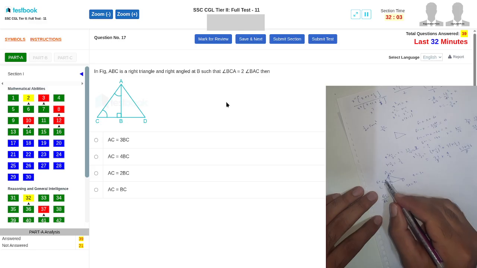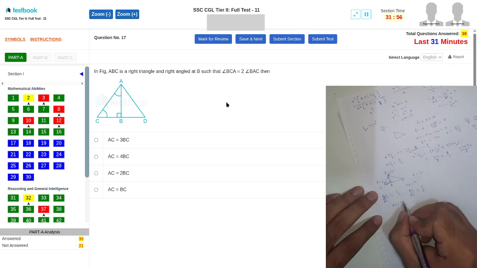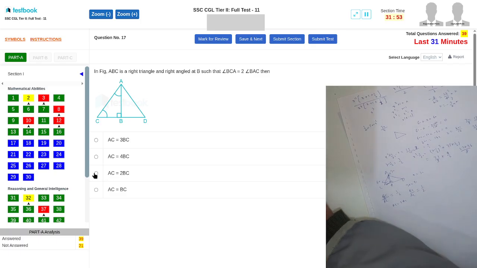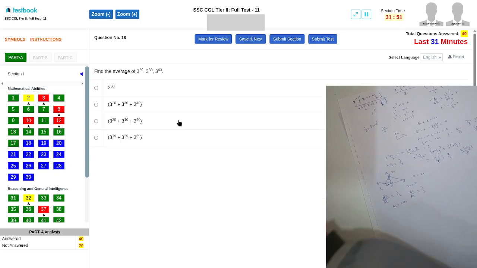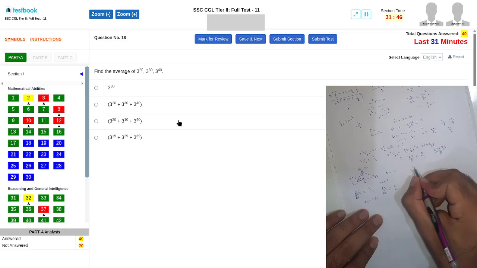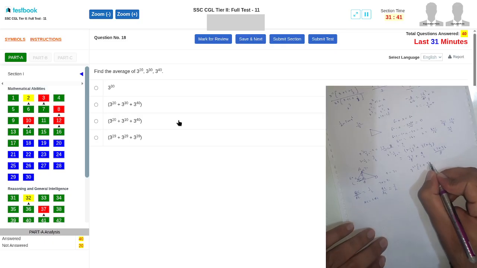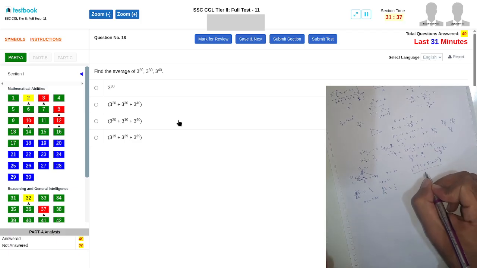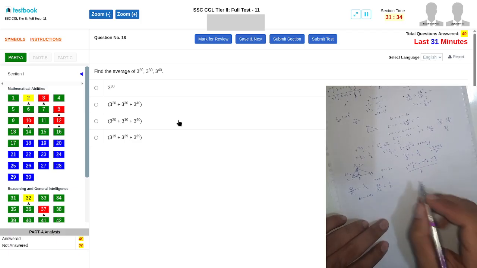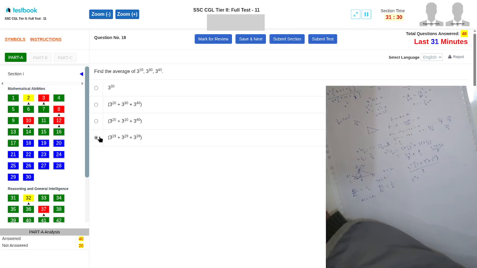तो पहले BC अपॉन AC sin 30/2, तो AC is equals to BC. Find the average of, तो 3/20 कॉमन ले लेंगे तो 1 प्लस 3 की पावर 10 प्लस 3 की पावर 20 डिवाइड बाई 3, तो 3 की पावर 19 प्लस 3 की पावर 29 प्लस 3 की पावर 39.